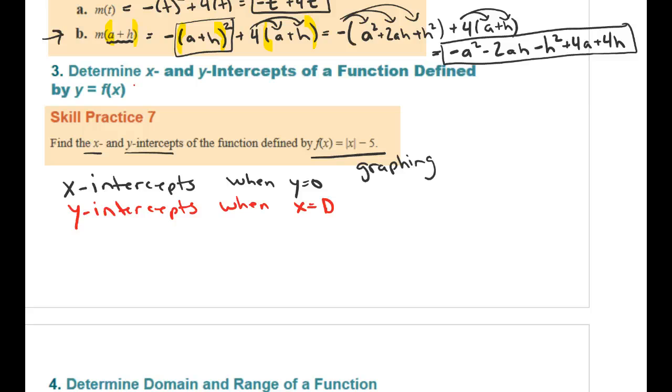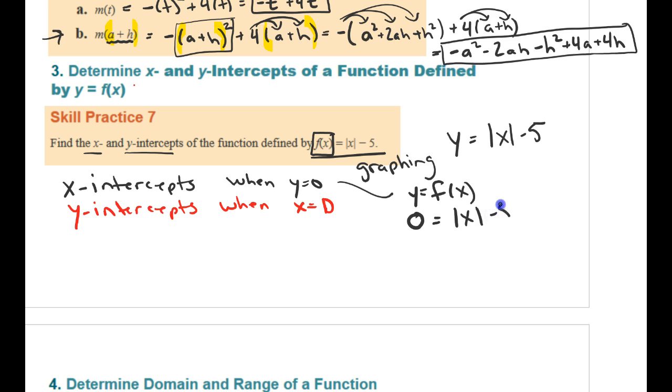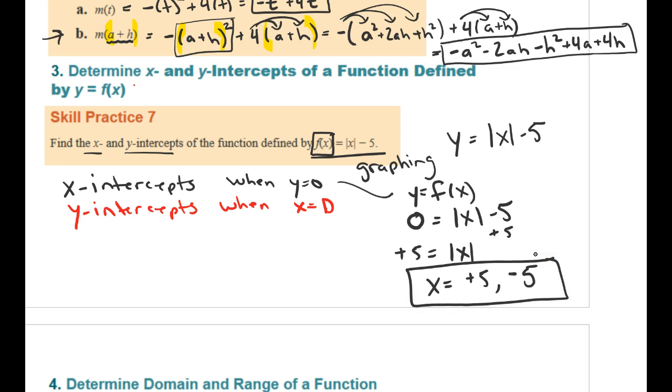Right? So in this problem, if I want to find the x-intercepts, I plug in y equals 0. And y is f of x. So this can be written as y equals the absolute value of x minus 5. So I want to solve for when y is 0. When is the absolute value of x minus 5 equal to 0? So I add 5 to both sides. And when does the absolute value of x equal plus 5? Well, at x equals plus 5 and at x equals minus 5. Right? The absolute value of negative 5 is still positive 5.